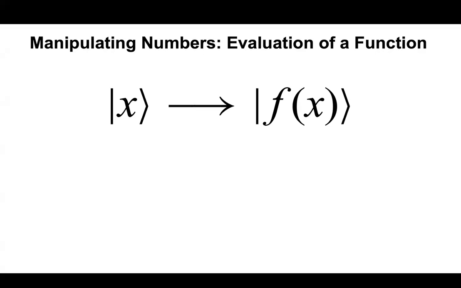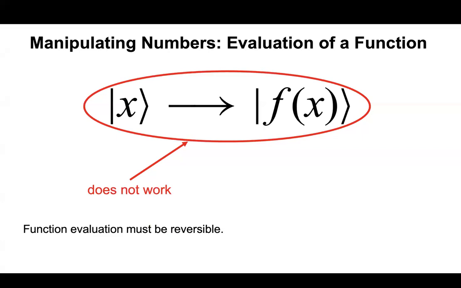Now that we know how to store a number, the next question is how can we perform a calculation on it, such as finding the value of a function f of x? A first guess would be to transform the qubit bundle represented by ket x to ket f of x. But the problem with this is that it's not a reversible operation, and we need reversible unitary operations in quantum information. For example, a function such as sine of x equals 1 for many different values of x, so it does not have an inverse.